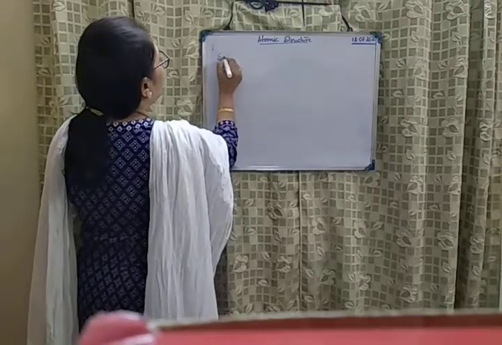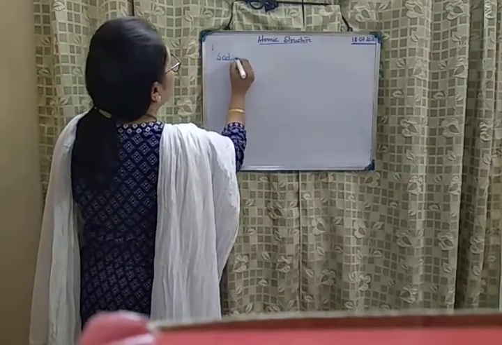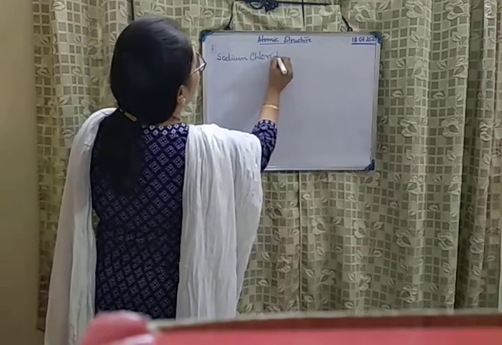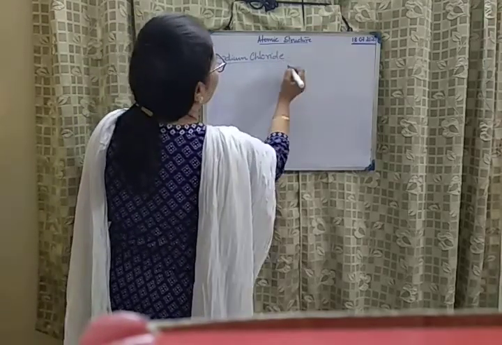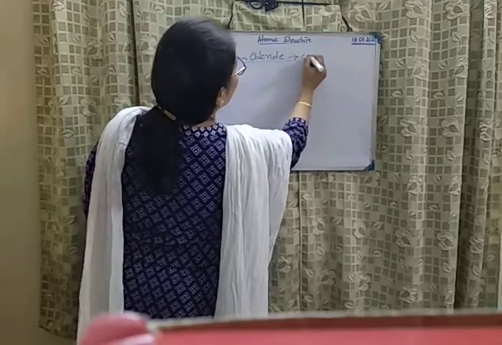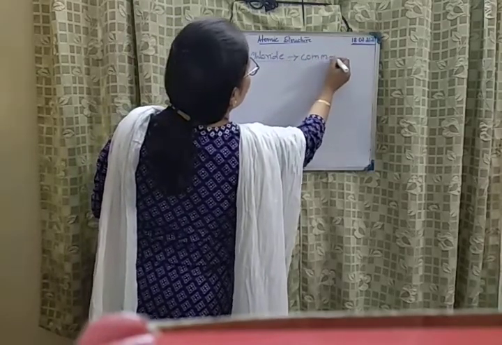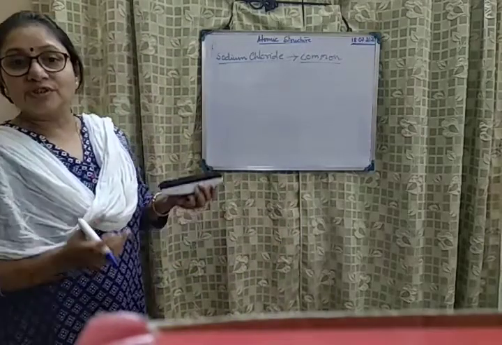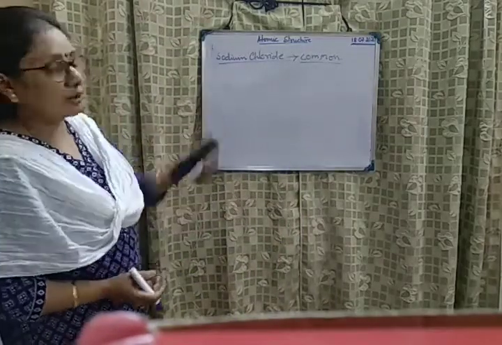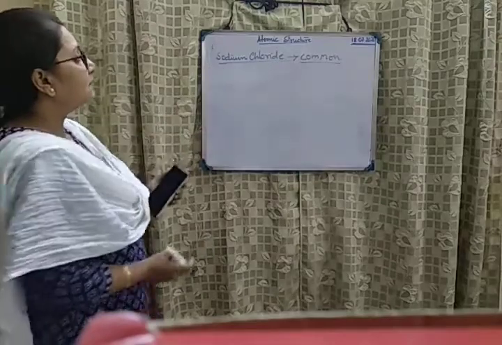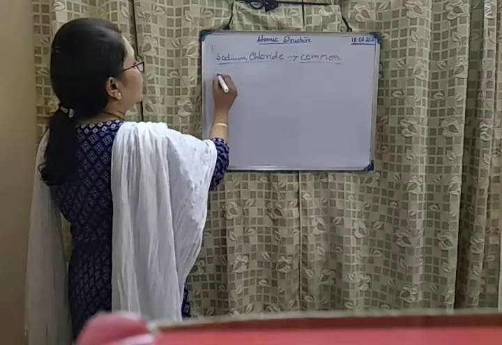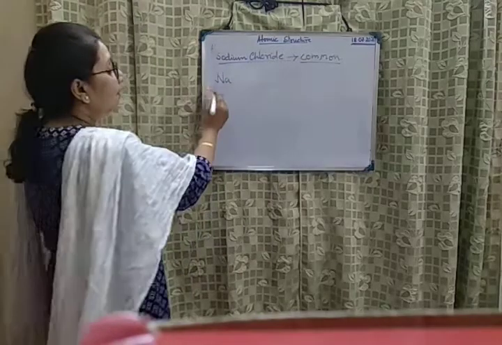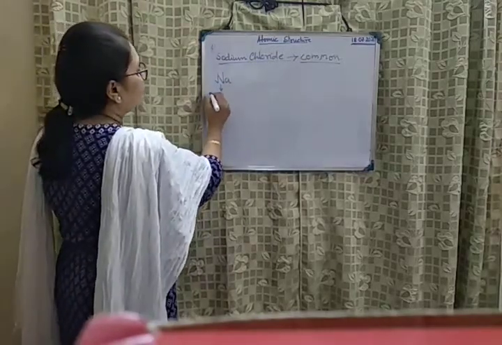We'll take sodium chloride. Now, do you know what we commonly call this compound sodium chloride? It is the common salt that we use to give taste to our food, the salt that we eat. That is common salt. What is the symbol of element sodium? Sodium has the symbol capital N and small a. This is derived from its Latin name, which is natrium.